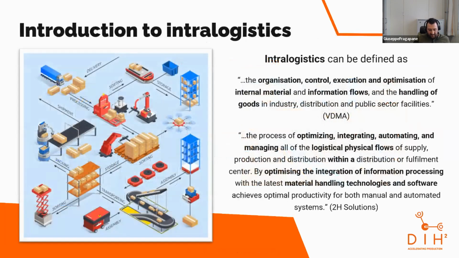So now I talked a lot about some parts of intralogistics, but what is actually intralogistics? There are many different definitions. But in the course, on the left side, you can already see quite some of the parts. But I think two good definitions are: the organization, control, execution, and optimization of internal material and information flows, and the handling of goods in industry, distribution, and public sector facilities. So you see there are a lot of interesting parts, which I can show on the next slide.